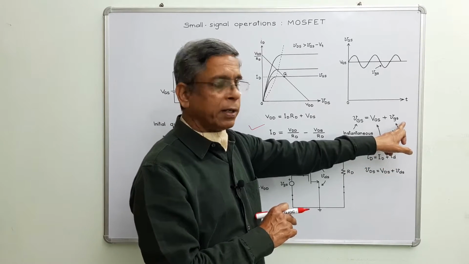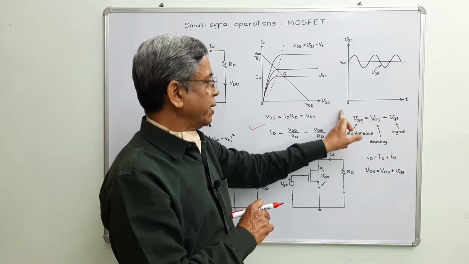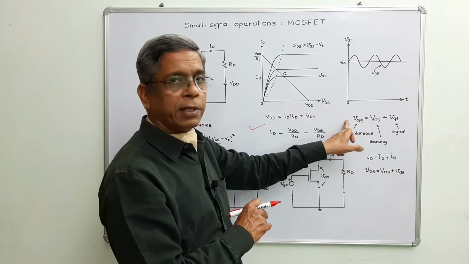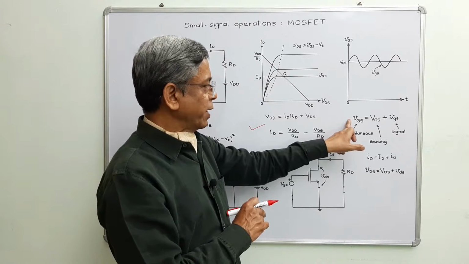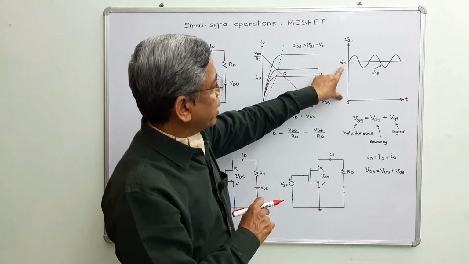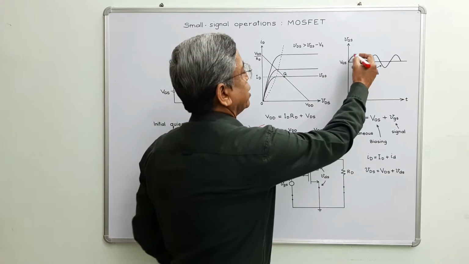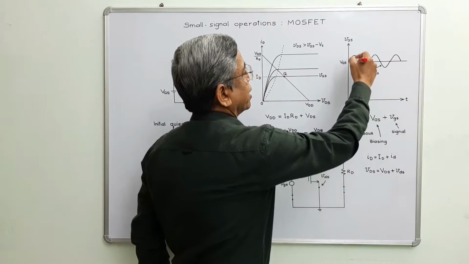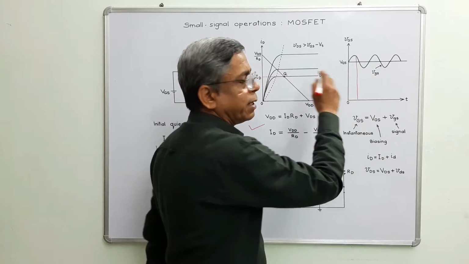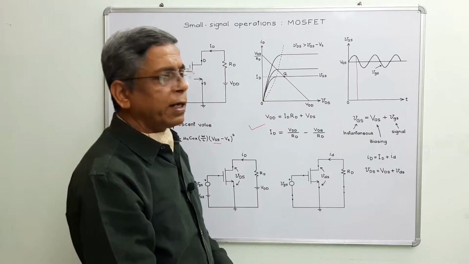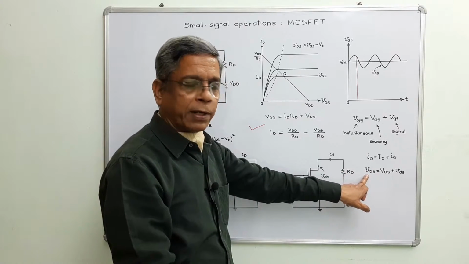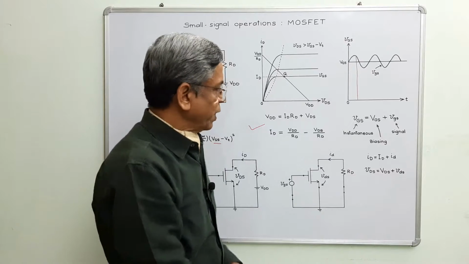So this is the AC part, this is the DC part, and the result is the instantaneous value. In this case, this is the resulting instantaneous value of the potential difference across gate and source. This part is the DC part, this part is the AC part, and this resulting part is the instantaneous value. Similarly, we can write for the drain current and the potential difference across drain to source.